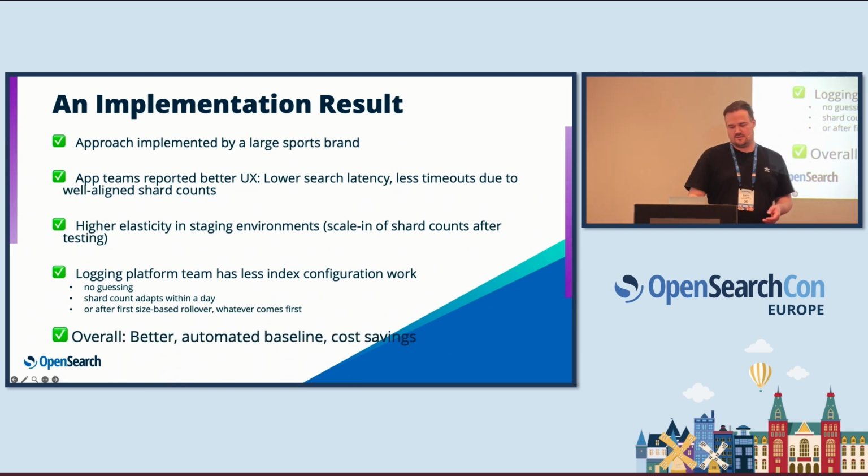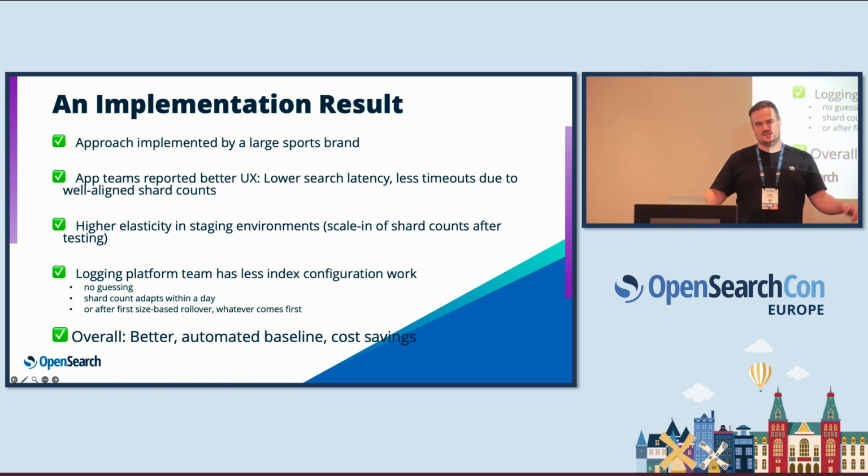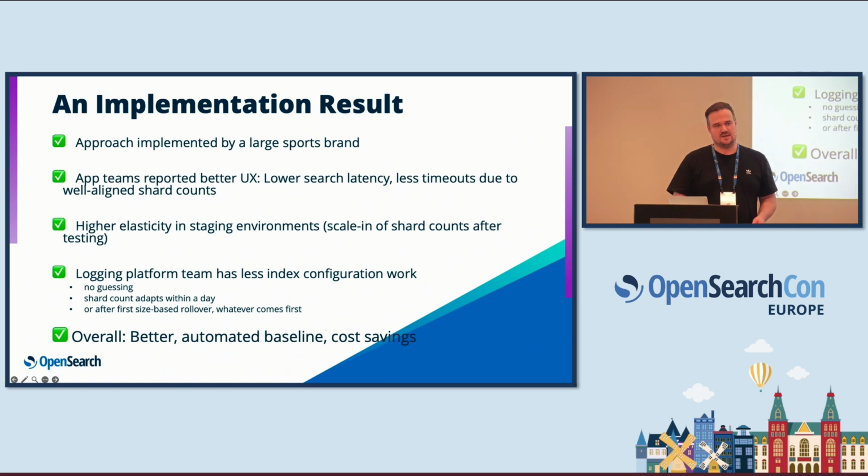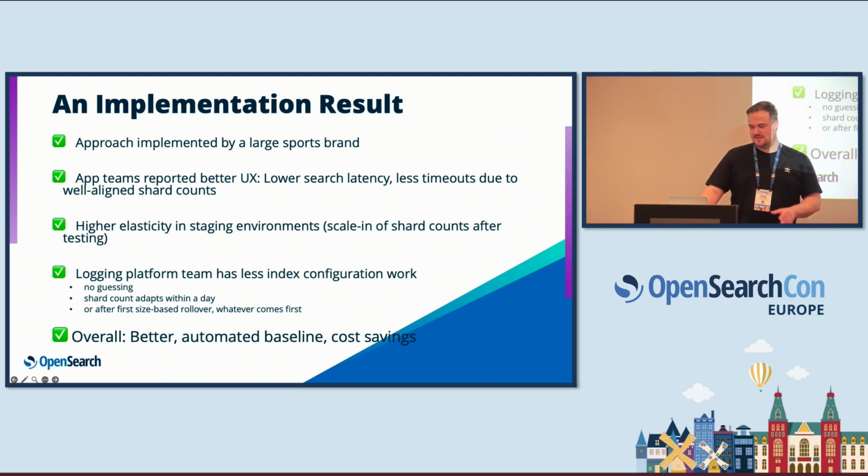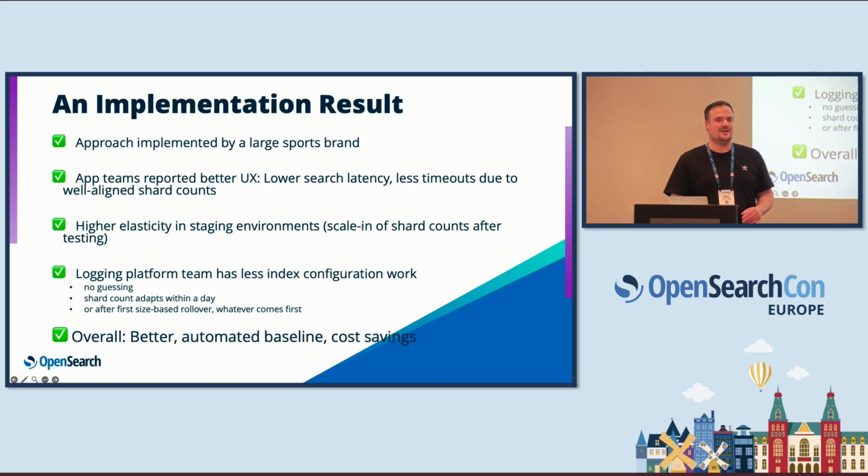So overall, that was very helpful for them, because although it's very simple, it helped them to have a better baseline and also a lot of cost savings. So if you remember the spikes Aswath showed in the beginning, that was really because those shard counts weren't well aligned, and that helped them to smooth out this graph, because in general the indexes were better distributed over the nodes. Now, I'm not saying this is solving all your problems, right?